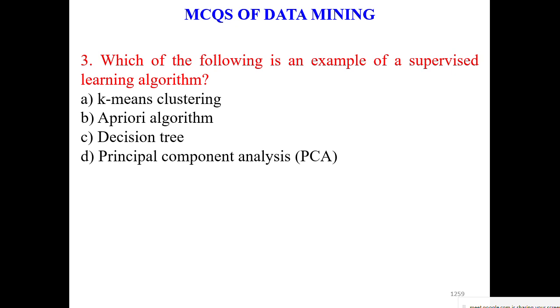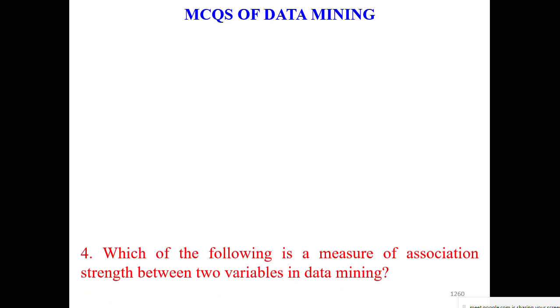Clustering is unsupervised learning. A priori algorithm is a dimensionality reduction algorithm. Decision tree is a classification technique. Principal component analysis is a dimensionality reduction technique. C is the answer. Perfect answer.